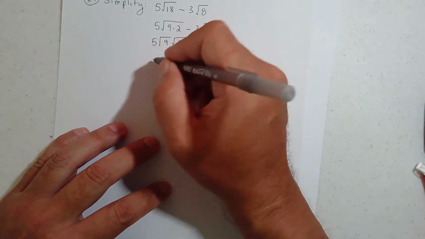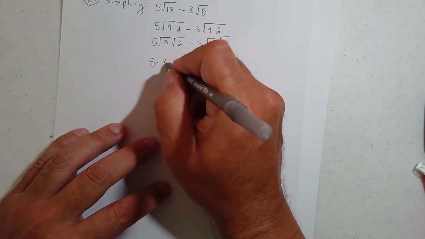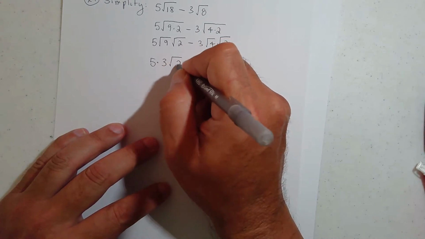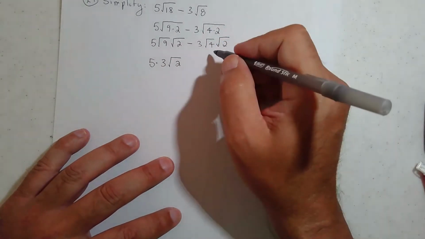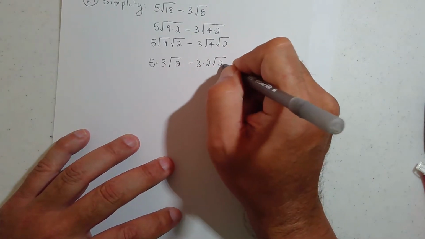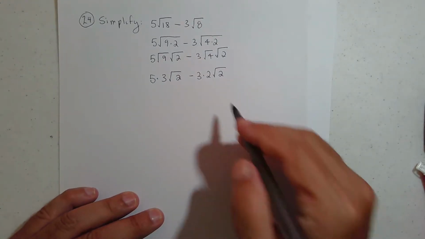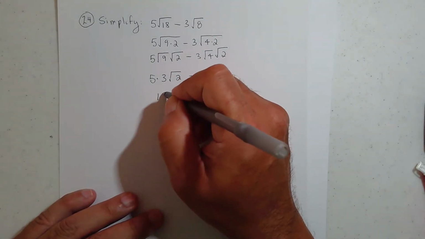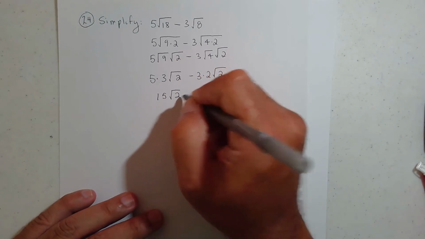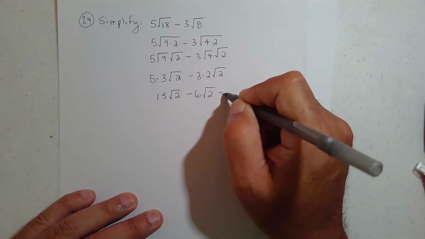Square root of 9 is 3. Square root of 4 is 2. Okay, so this would give us 15 square root of 2 minus 6 square root of 2, which would give me 9 square root of 2.